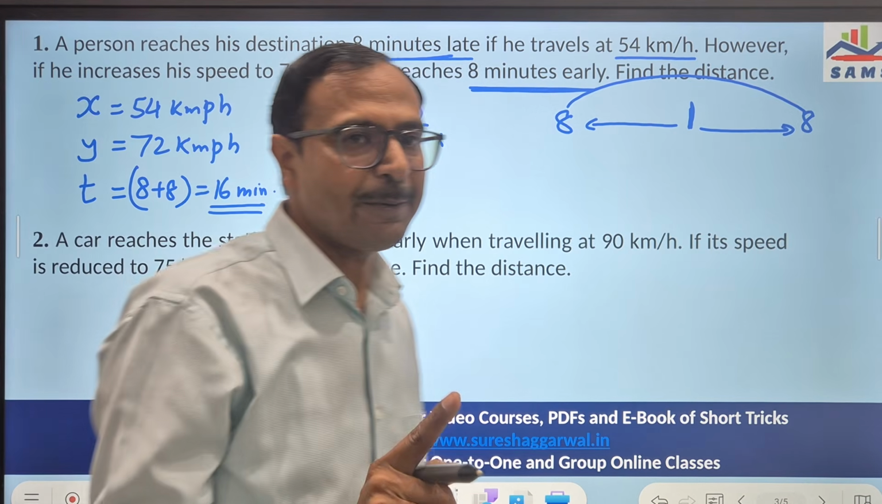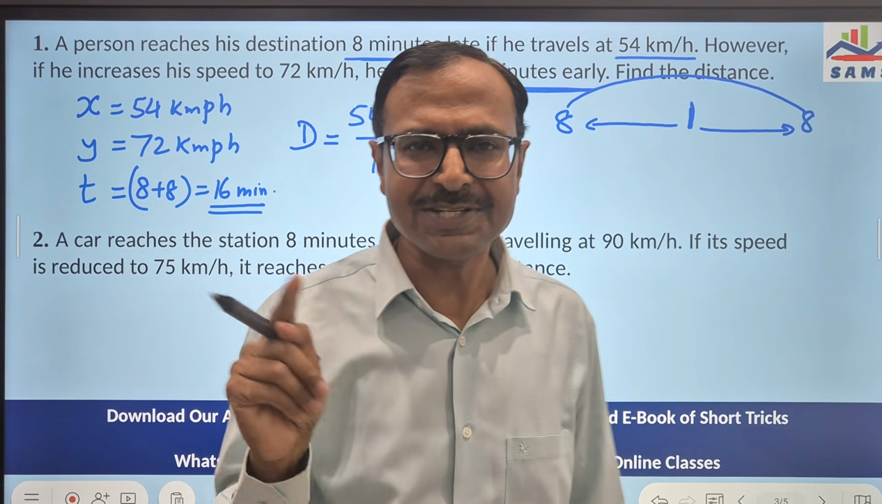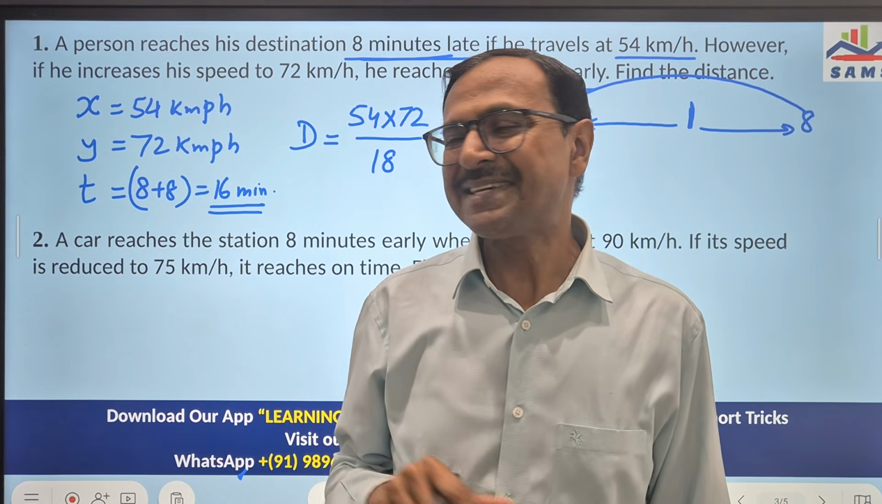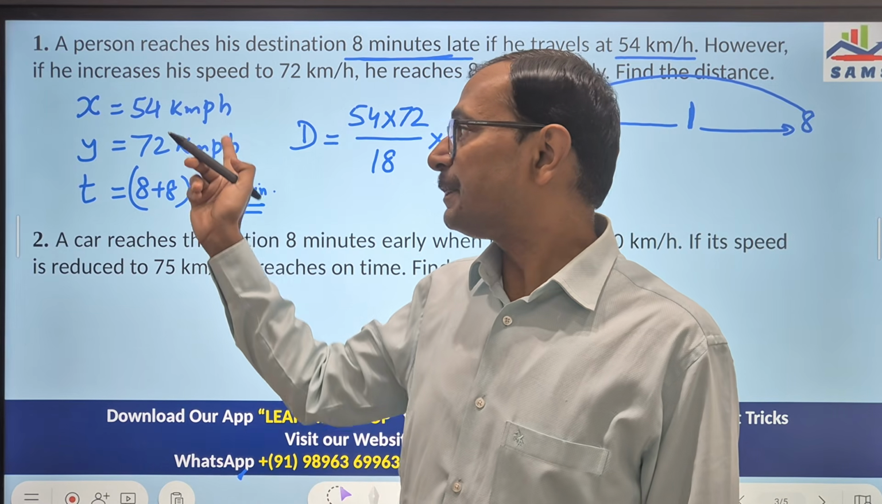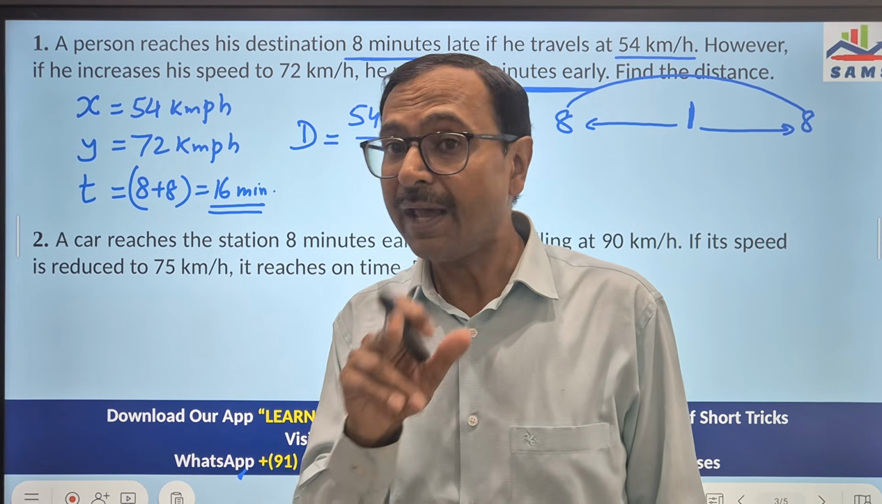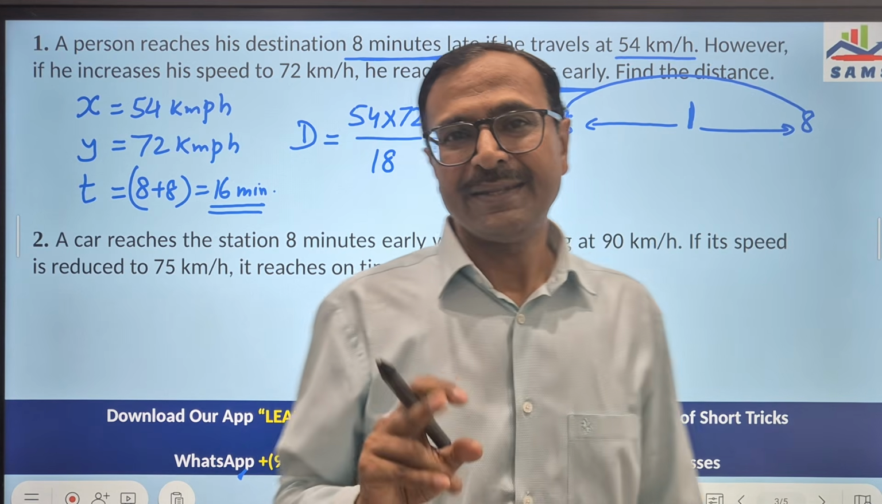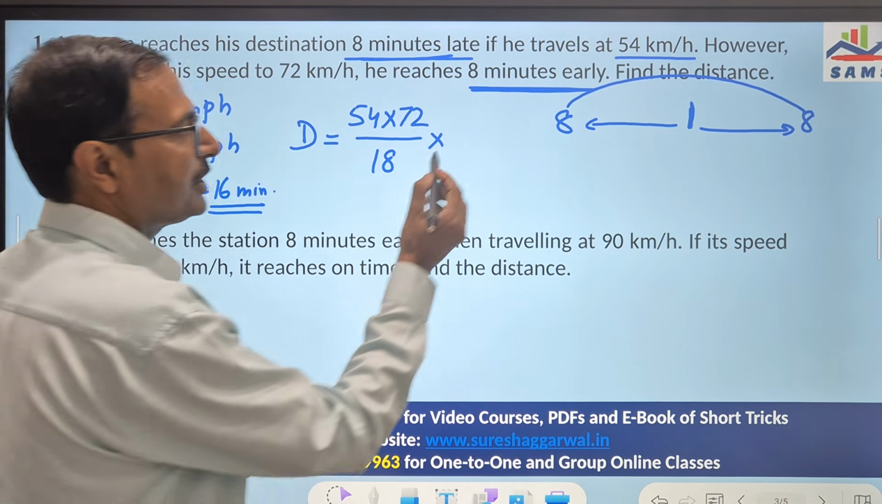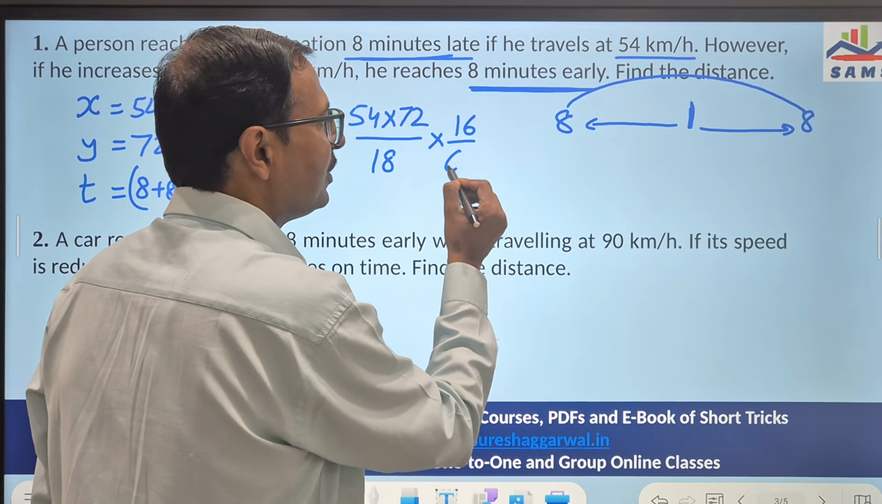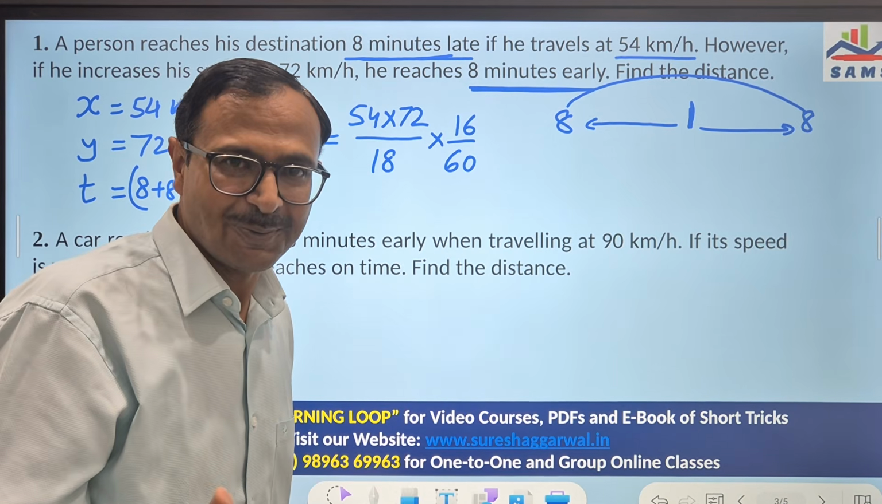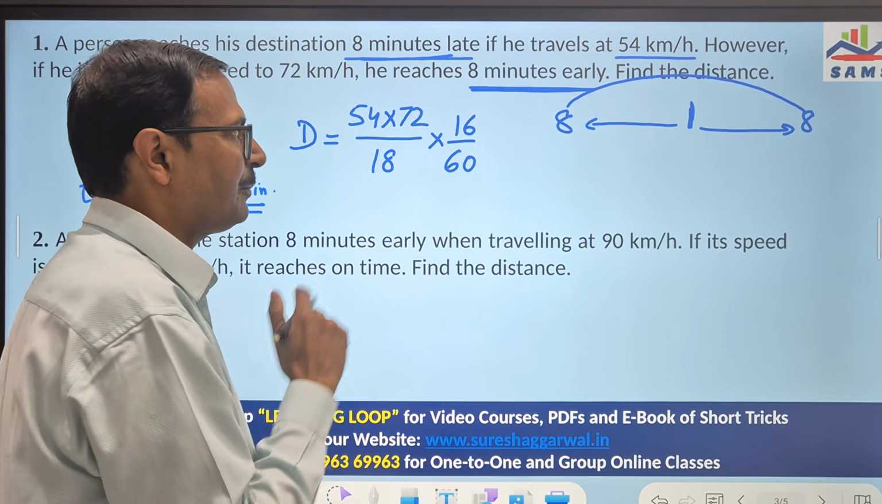Now comes the important part. Should I multiply by 16? No. 16 is in minutes and the speeds are in kilometers an hour. So this 16 minutes has to be converted to 16 upon 60, which is in hours now. Got it? That is an important point.